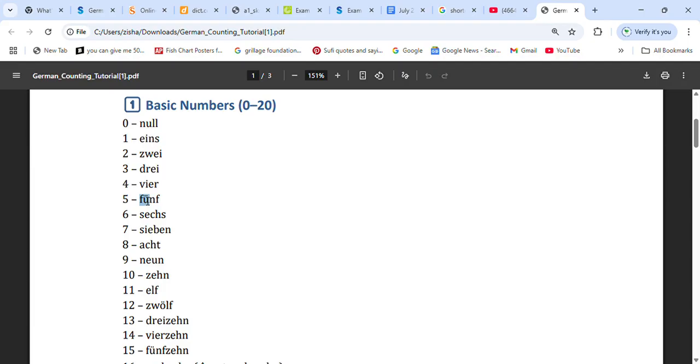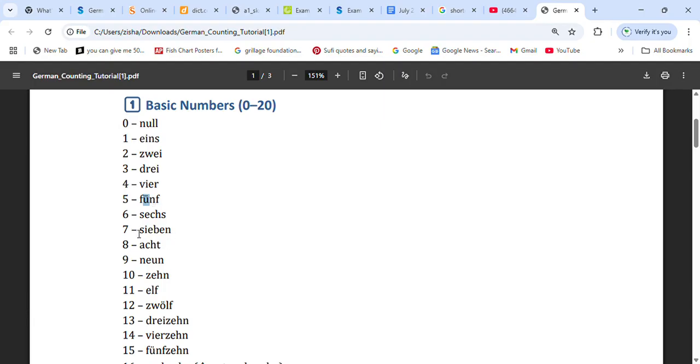This is called U umlaut. I will not confuse you, just clarifying here. In German, the umlauts are on three letters: A, U, and O. All these A, U, and O use umlaut.